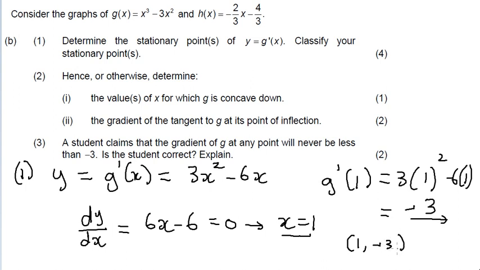Now in order to classify it, this is going to be a local minimum. Since if you look at the function of g prime of x, it's a happy face parabola, and happy face parabolas have minimums instead of maximums. So it will be a minimum function value.